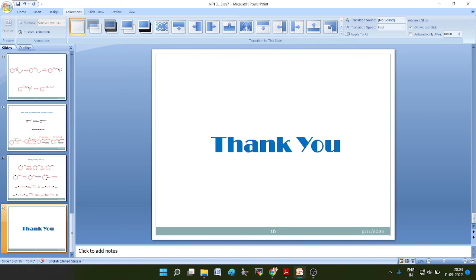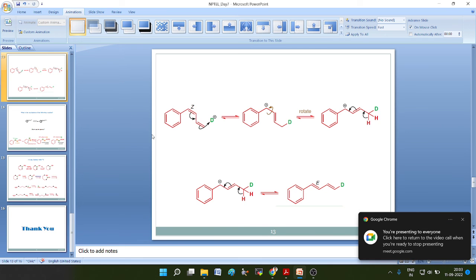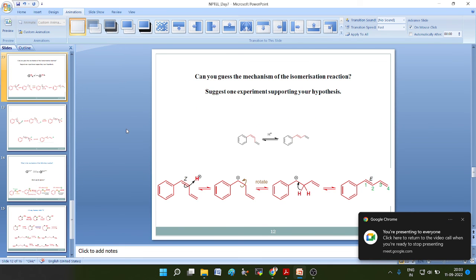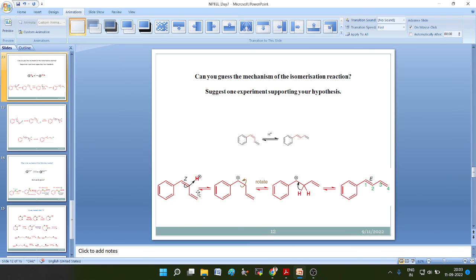Let me go to the first slide. So see, if it is like this, it will attack D plus here. Imagine in place of H plus there is a D plus, deuterium plus. Then this second carbon will have deuterium, right? Yes, sir. So this carbon is attacking this deuterium plus, and it will be this deuterium.